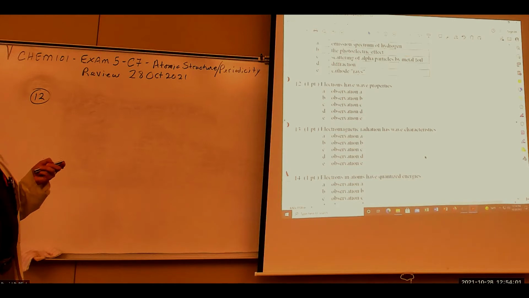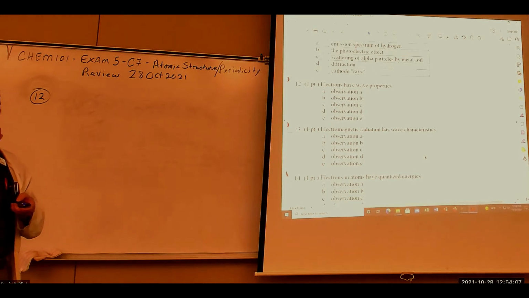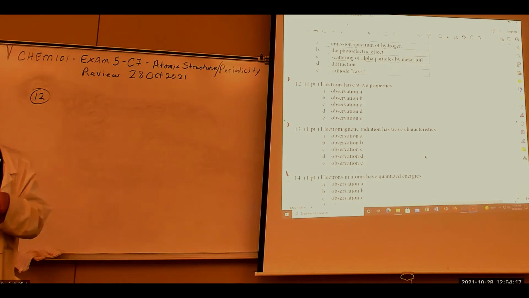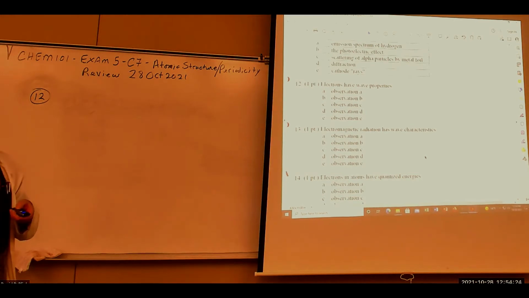Emission spectrum of hydrogen is quantized light with the movement of an electron from one position to another. Photoelectric effect, we already mentioned that one. That can only happen with particles. Cathode rays are particles of light. Electrons, excuse me, not light, electrons.